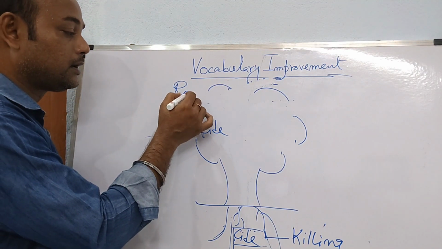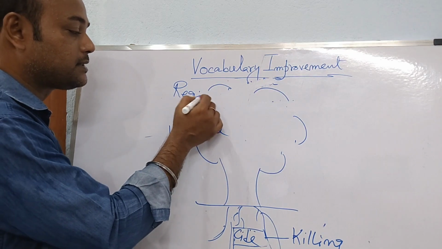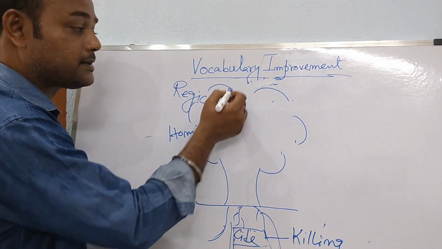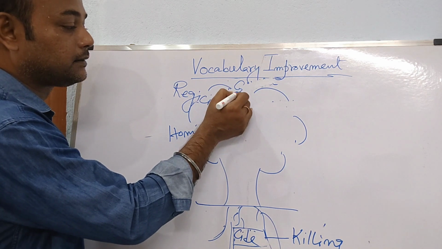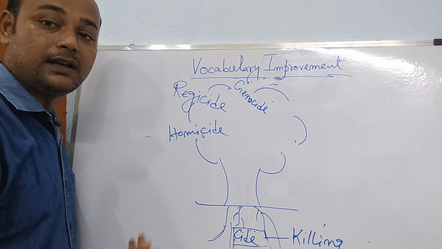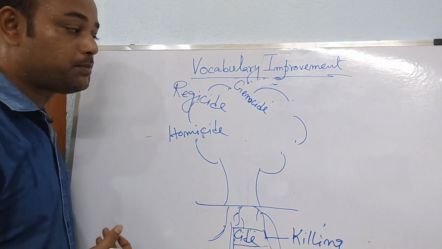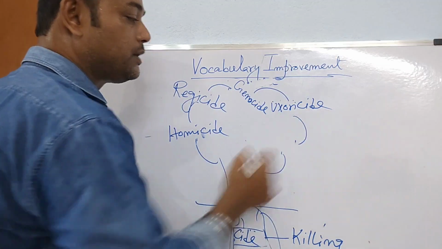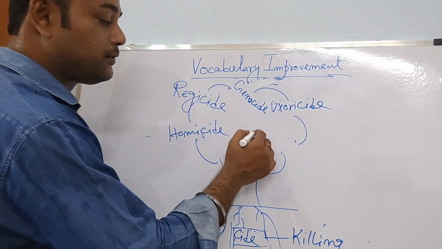Regicide, a common word, regicide. Regicide means killing of a king. Next, genocide. Genocide means killing of a race or mass of people. Uxoricide, killing of a wife. Filicide, killing of a son or daughter.